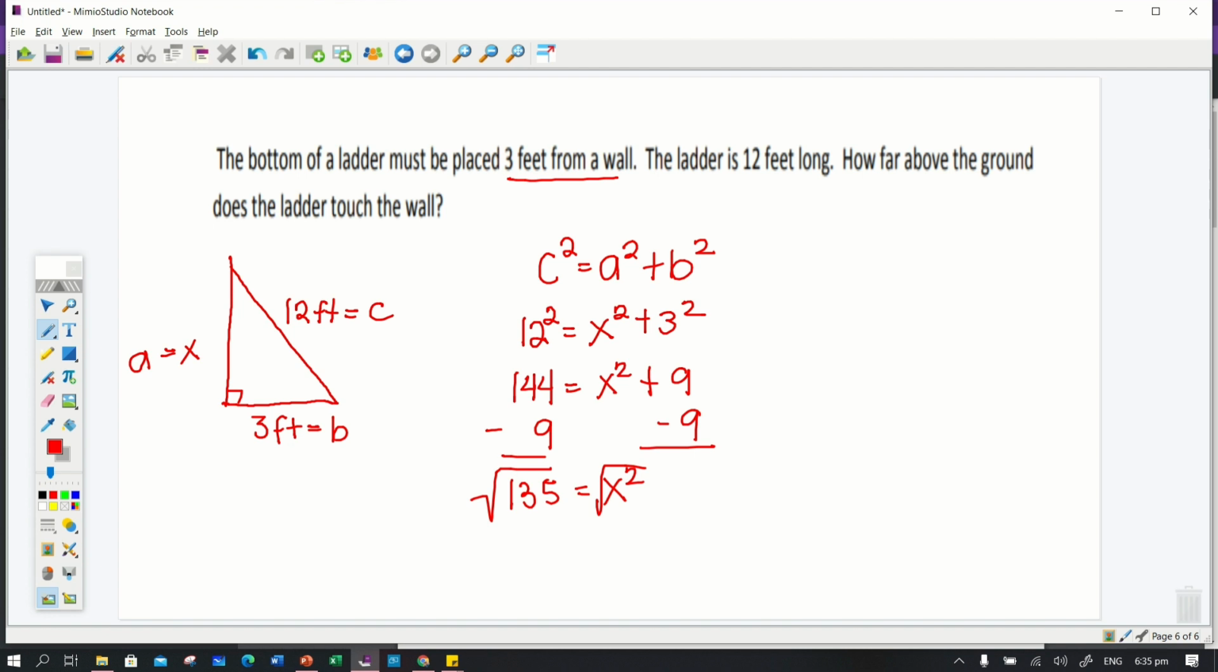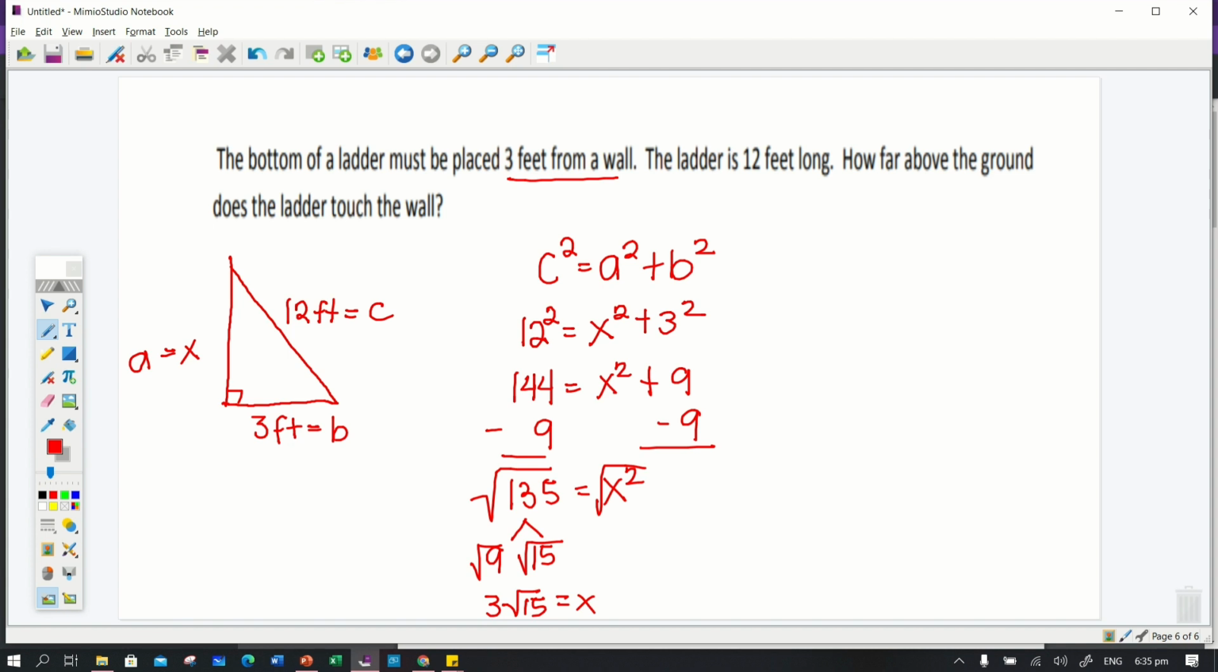So notice that 135 is not a perfect square. So we're going to find a factor of 135. By prime factorization, we'll have 9 and 15. Then square root of 9 is 3. So we get the square root of these two. Square root of 9 is 3. And then square root of 15, since we don't have a square root for 15, we will just affix square root of 15. Then square root of x squared is x.